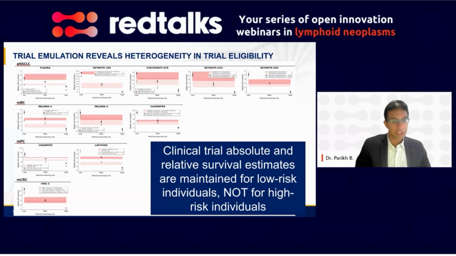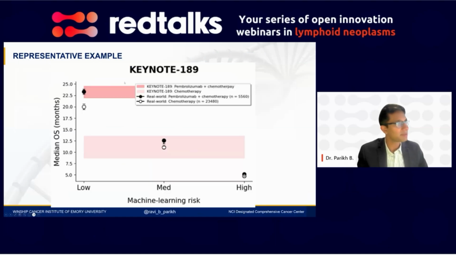And what that largely showed was that you can see that the top line finding on the bottom here is that clinical trial absolute and relative survival estimates were maintained for some of our highest prognosis or low risk individuals. But for lower prognosis, high risk individuals, generally both the absolute and the relative value of an experimental combination or agent in clinical trials generally wasn't found. And so I'll dig into a little bit about what that means.